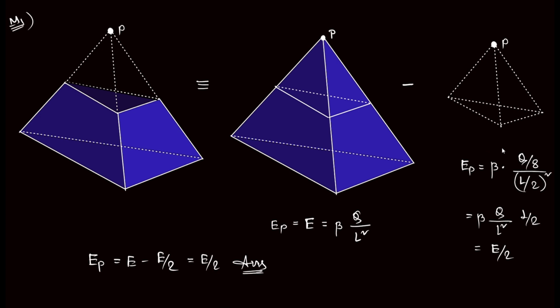So now it is easy, I have already calculated the length. So it became beta times q upon L square times half. Now beta times q upon L square, this is E. So the field value at this point P for this smaller tetrahedron becomes E upon 2. So now subtract them. By subtracting them we get E upon 2. So that is the answer.